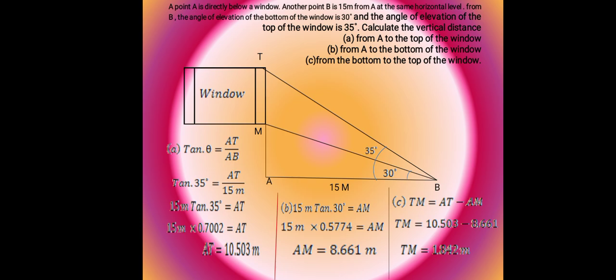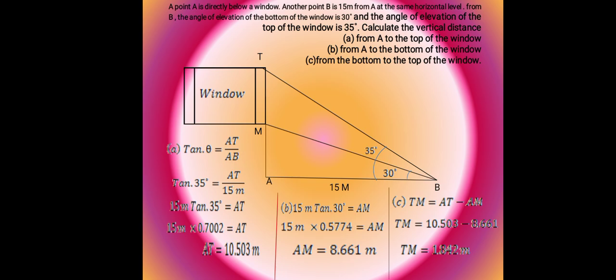A point A is directly below a window. Another point B is 15 meters from A and at the same horizontal level. From point B, the angle of elevation of the bottom of the window is 30 degrees, and the angle of elevation of the top of the window is 35 degrees.